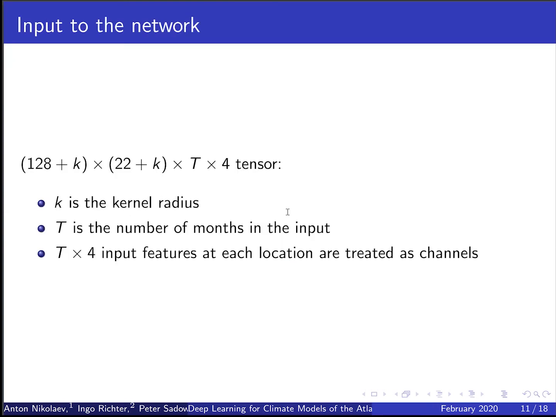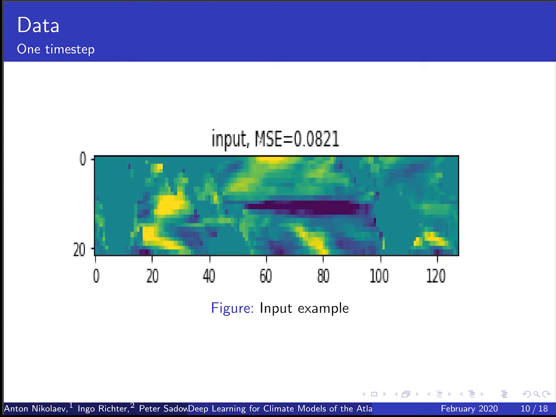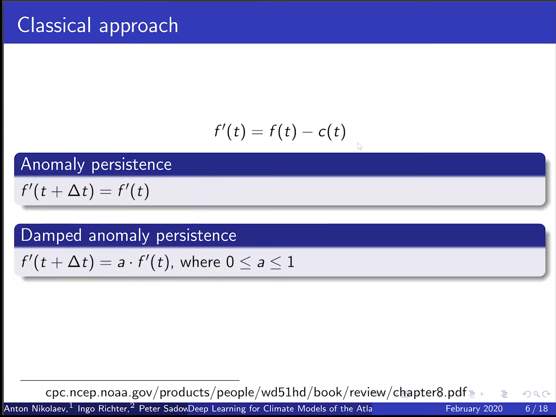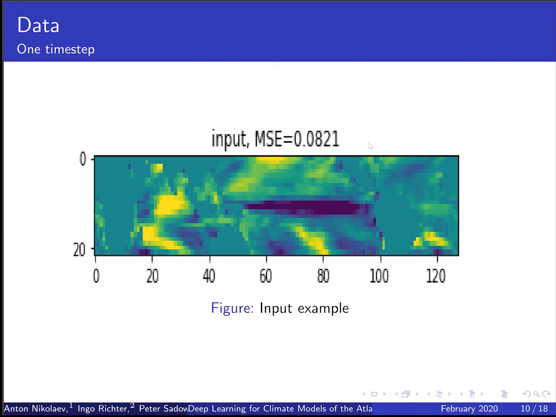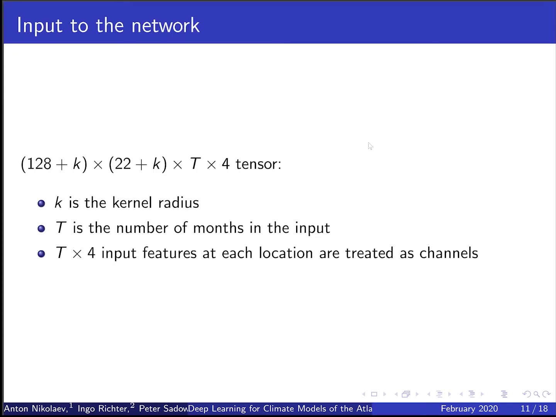Sorry, real quick, Anton. What's the MSE there again? I'm sorry, I missed that. So MSE here is mean squared error if we use that input in the persistence model. If we just left it as anomaly persistence, that's what the MSE would be for predicting the next step. Thanks. Yeah.